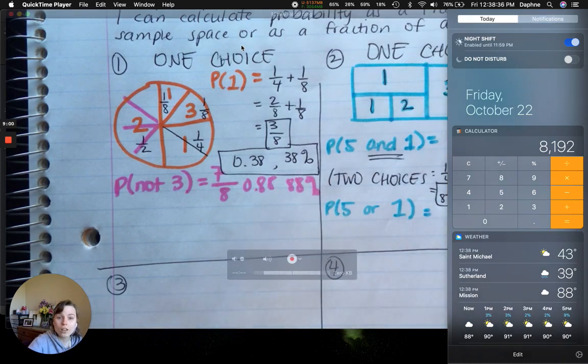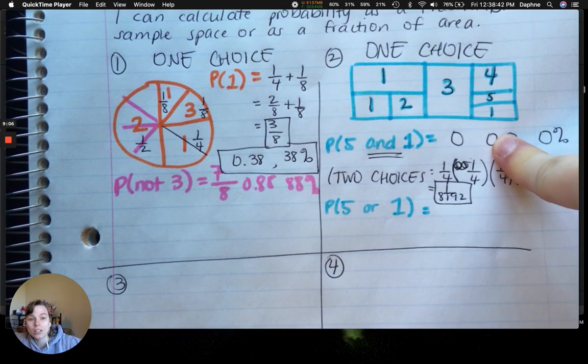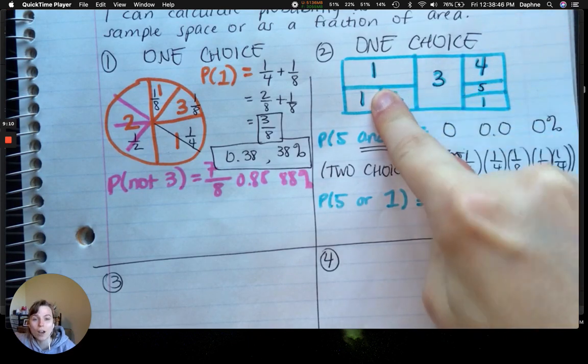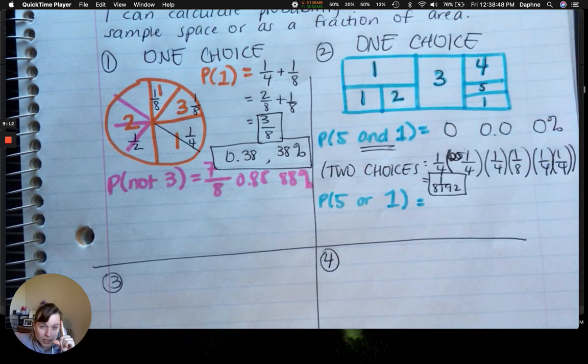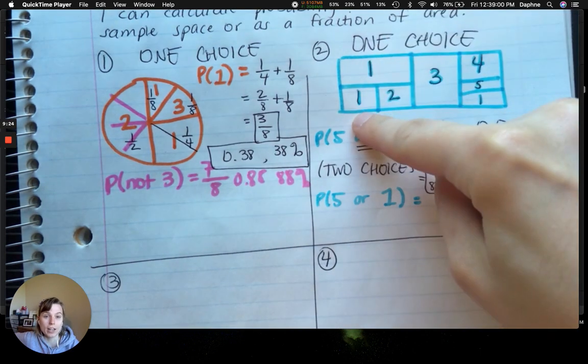So, for the sake of clarity, we are saying you have one choice to blindly pick a spot on this rectangle. Is there one spot that would hit a 5 and a 1? Nada. Okay? What if I wanted to hit a 5 or a 1? So what's the chance that I hit a 5 or I hit a 1?